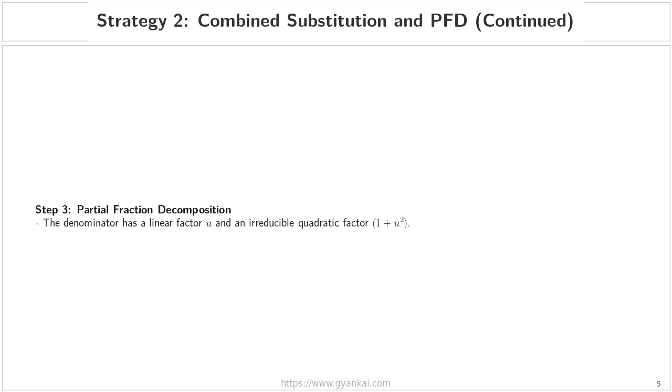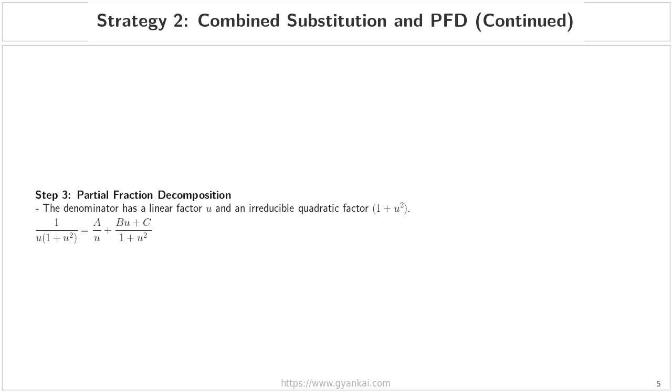As you recall from our earlier lessons, before we can integrate a rational function, we often need to break it down into simpler fractions. Looking at our integral, we have 1 over u times 1 plus u squared. Notice that the denominator factors nicely. We have a linear factor, just u, and an irreducible quadratic factor, 1 plus u squared. It's irreducible because it doesn't have any real roots. So we set up our partial fraction decomposition like this.